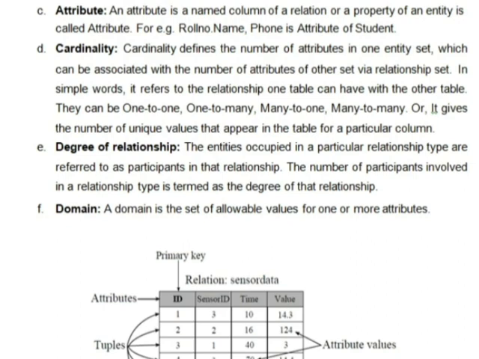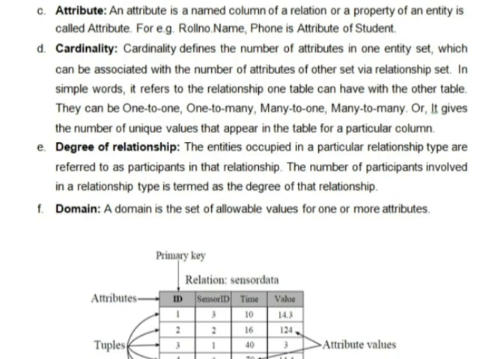Then we have degree of relationship. The entities occupied in a particular relationship type are referred to as participants in the relationship. The number of participants involved in a relationship type is termed as degree of relationship set. The number of participants who are involved in the relationship type may be 1, 2, or 3. So that is referred to as the degree of relationship set.